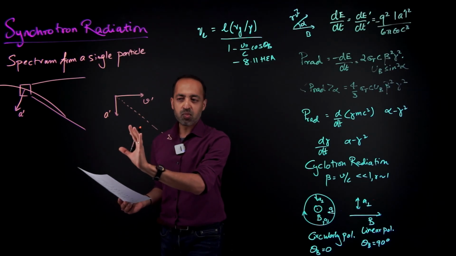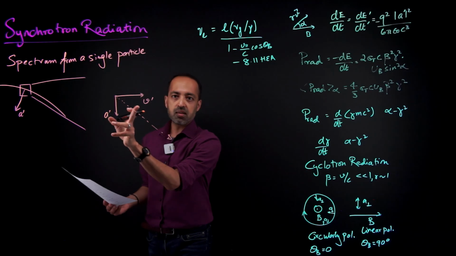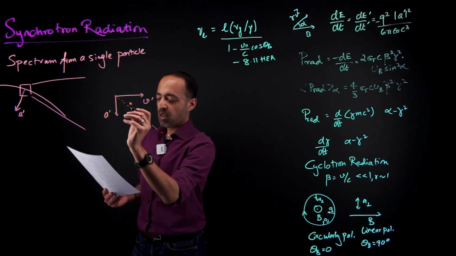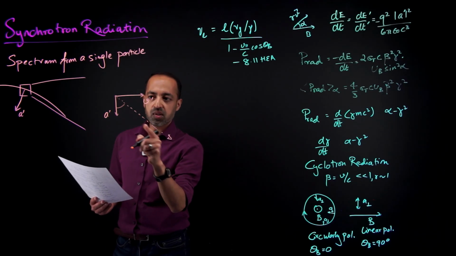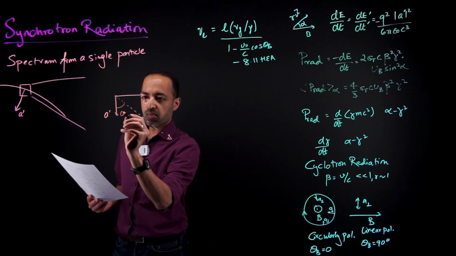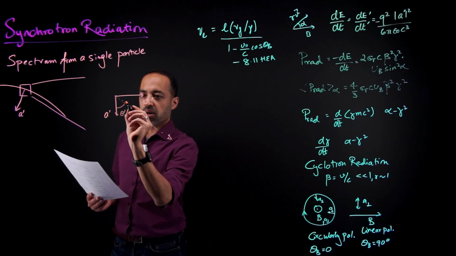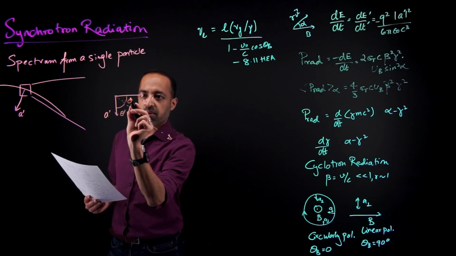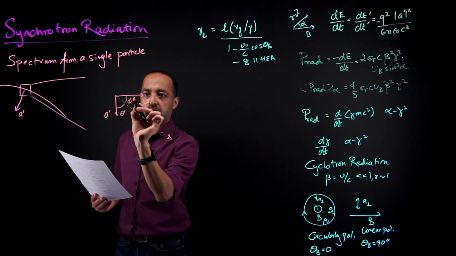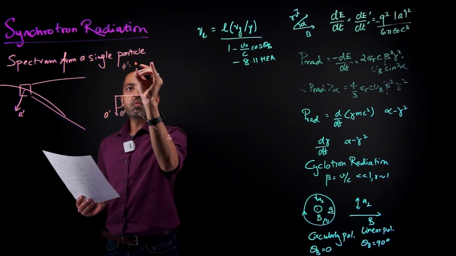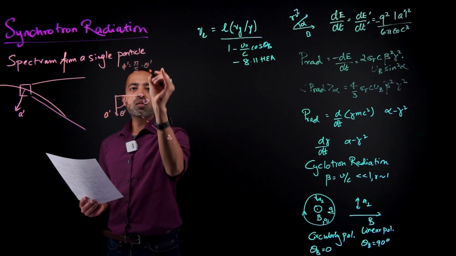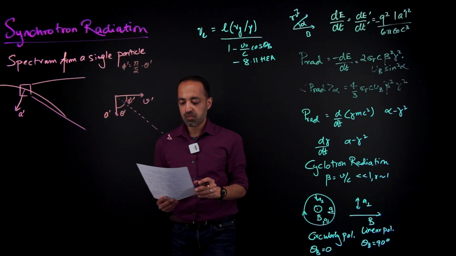But let's take an instantaneous point in time where the particle is here, its velocity is that way, the acceleration is that way. And so at that time, let's say that this angle with respect to the observer of the acceleration vector is theta prime. And then I'm going to call this angle phi prime, which of course is just pi by 2 minus theta prime. Those are related by pi by 2.